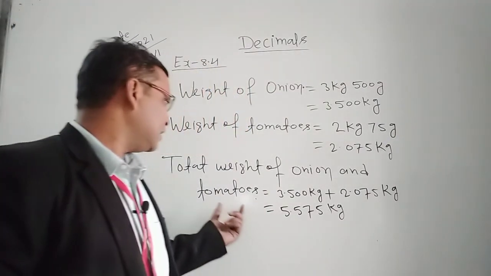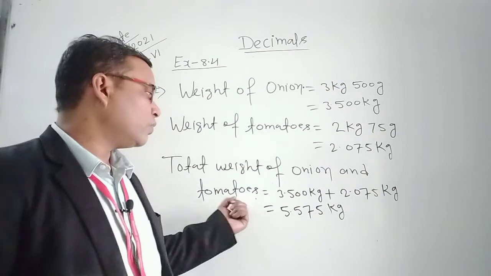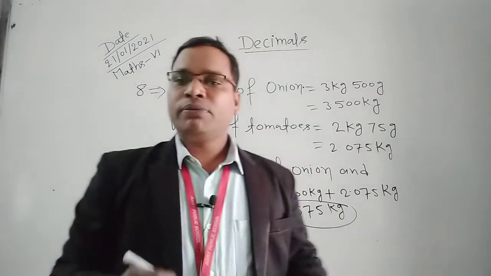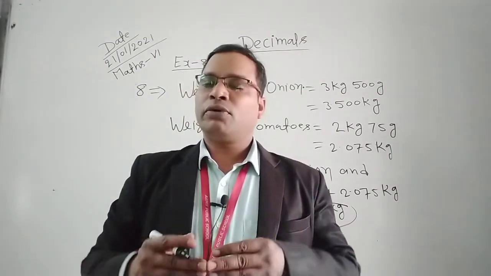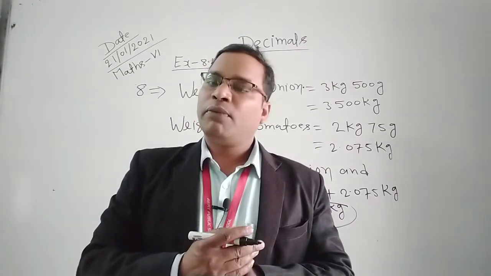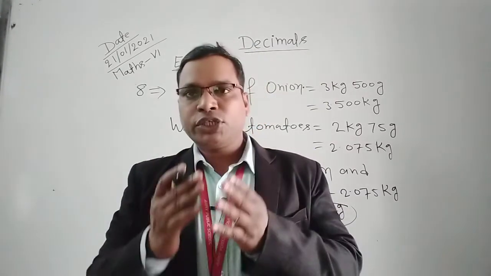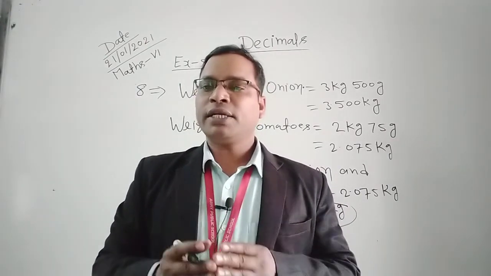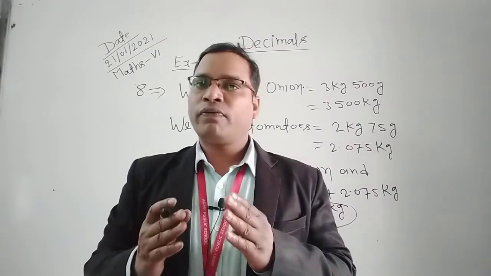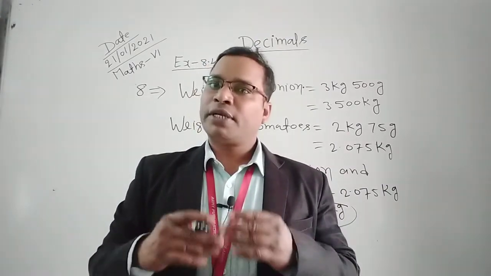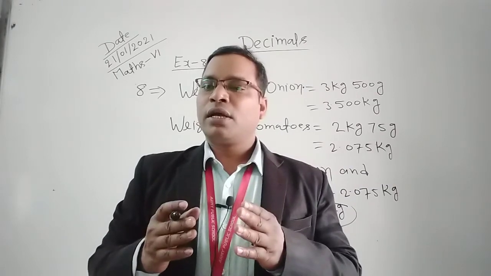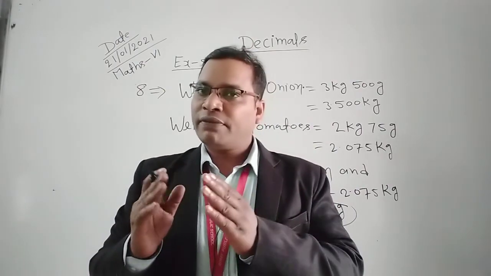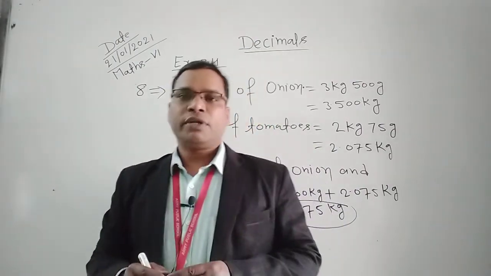So students, you can see here the weight of the onion and the tomato is 5.575 kg. If we subtract it from the total weight of vegetables, then we get the weight of potatoes. Okay, so the weight of potatoes is equal to 10 kg minus 5.575 kg. Then you will get 4.425 kg. This is the weight of potato, or you can say the weight of potato is 4 kg 425 grams. So students, I hope all of you understood this question.